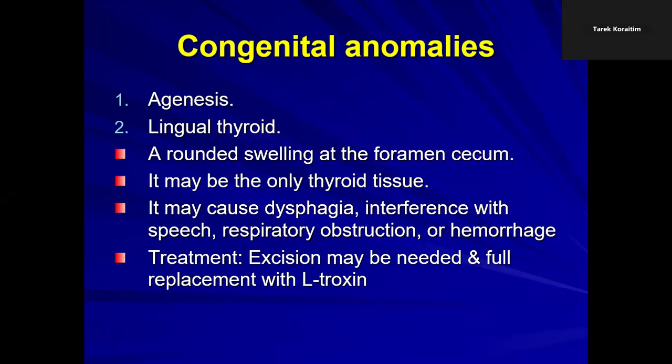But if ultrasound proves that the baby has no thyroid gland in its original position, then the patient, after excision of this tissue, which in such a case is the only thyroid tissue, should be replaced with eltroxin. Otherwise, he will suffer from hypothyroidism, and at such a young age, hypothyroidism is very, very dangerous because it might result in mental and physical retardation. So we do an ultrasound in such a case.